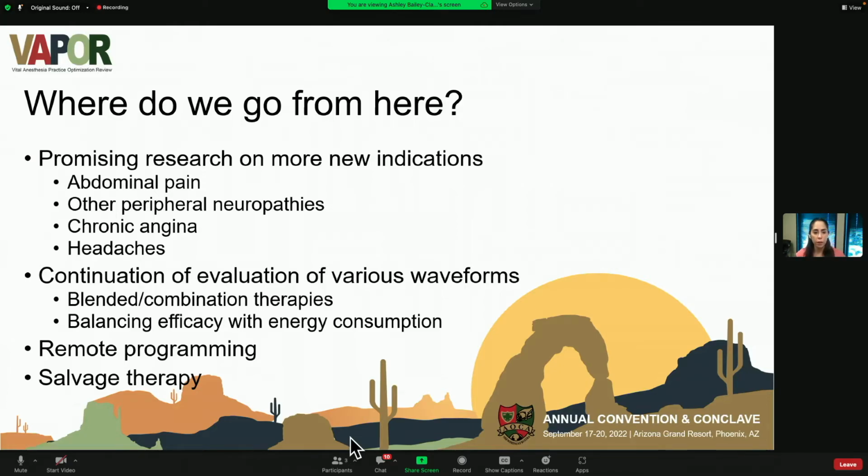So where do we go from here? I think there's a lot more research to be done in the blended or combination therapies, some of which we discussed today. We also always have to be looking at our energy consumption because we are inputting energy into our patients that requires the use of a battery. So the better we can input that energy and decrease that energy use overall, the longer we're going to have use of our batteries. I think COVID has shown that we need to look at the way we program our patients as well. So remote programming is becoming a hot topic, as well as the use of salvage therapy.